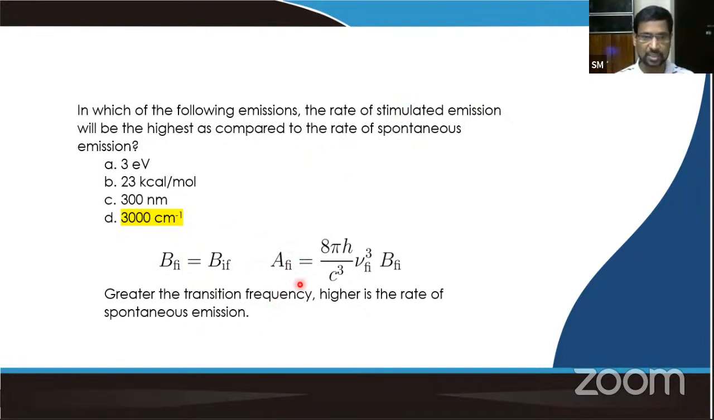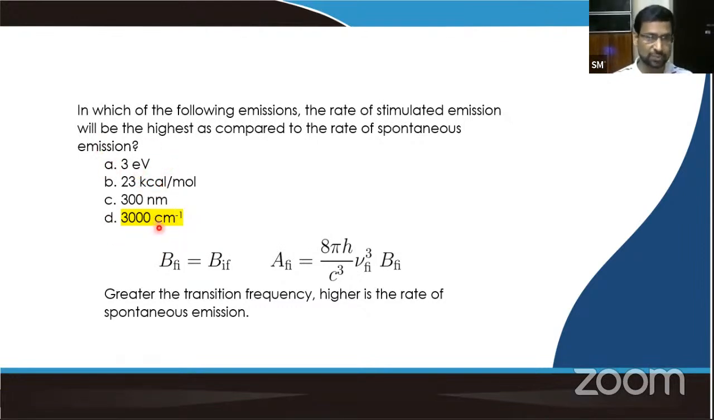Now what you see here is A for the spontaneous emission, and B is for my stimulated emission. While these quantities are constant, it depends on the transition frequency. When the transition frequency is very high, the spontaneous emission becomes stronger, so the stimulated emission will be relatively weaker. Since the question asks where the stimulated emission will be highest, we have to find out, of these four emissions, which corresponds to the lowest energy or the lowest frequency.